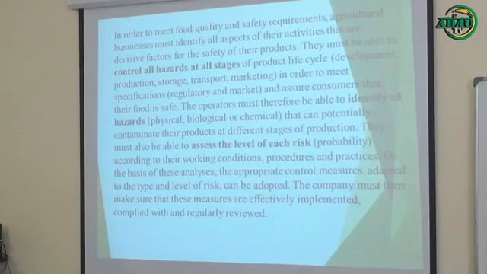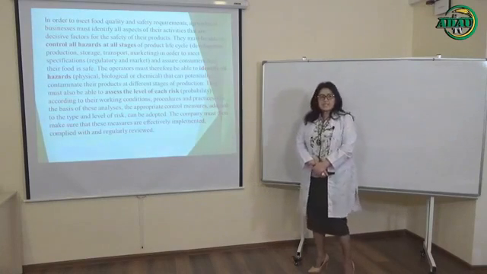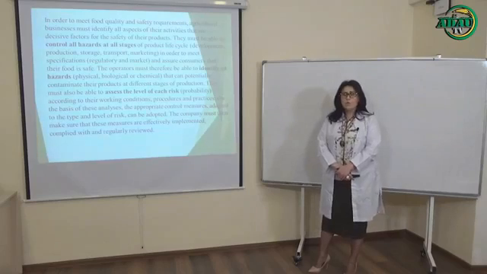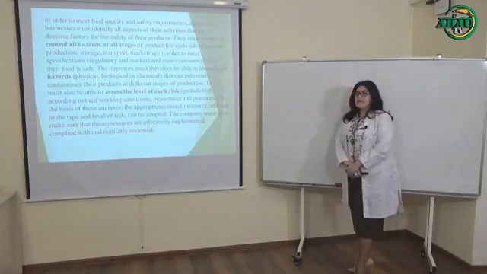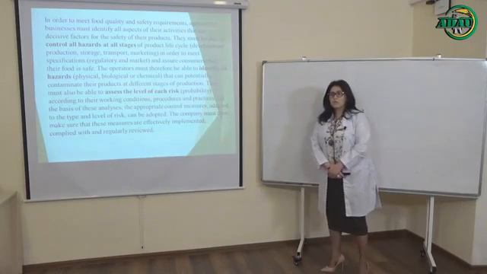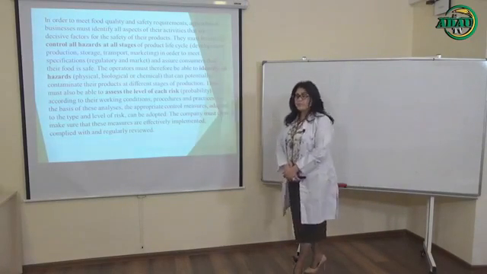Our next slide. In order to meet food quality and safety requirements, agricultural businesses must first identify all aspects of their activities that are decisive factors for the safety of their product, which can directly influence food safety. They must be able to control hazards and risks at all stages of the product life cycle. It means from growing to development, production, storage, transport, and marketing. You know, there is a principle for all food safety specialists that they have to control all food, including animal origin and plant origin products, from farm to fork.